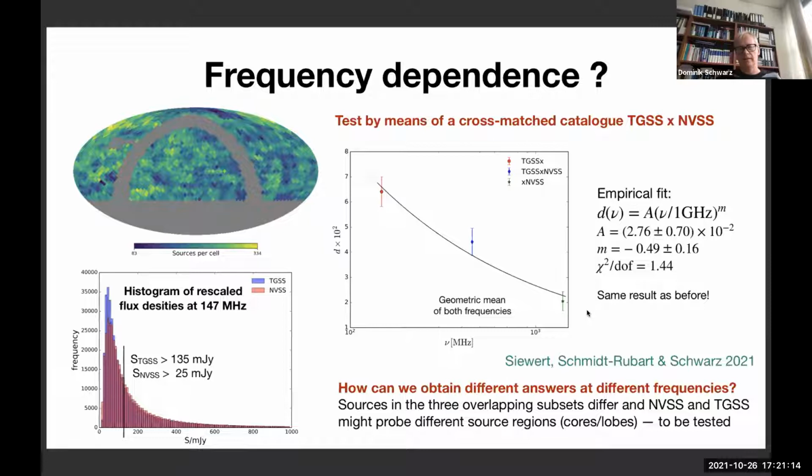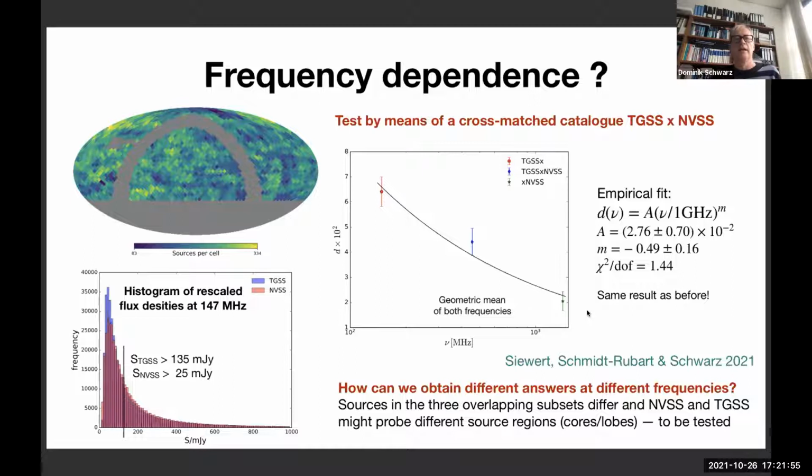If you make a flux cut on NVSS fluxes, then you get the green measurement. And if you take a flux cut on both the TGSS and NVSS flux, and then you plot that at the geometric mean frequency, then you get something in between. So this is a bit hard to understand, because at first sight, this seems to be impossible, right?